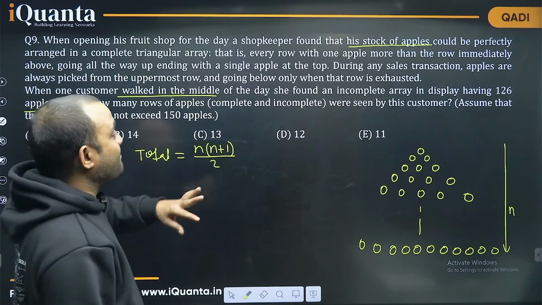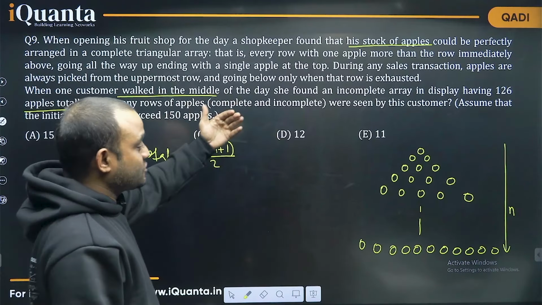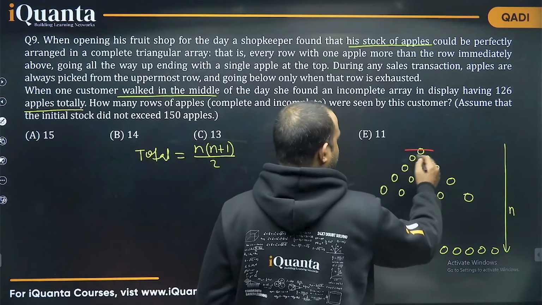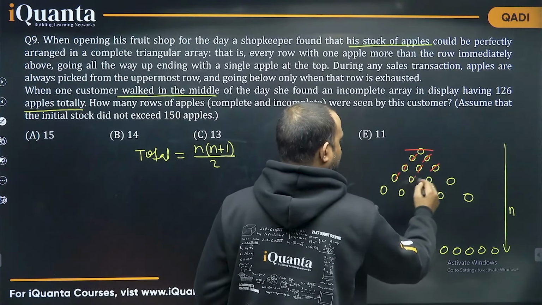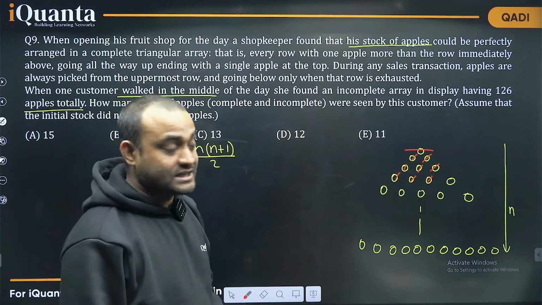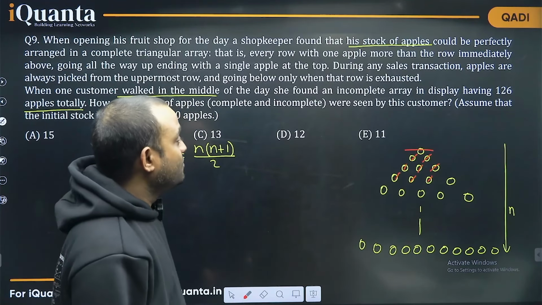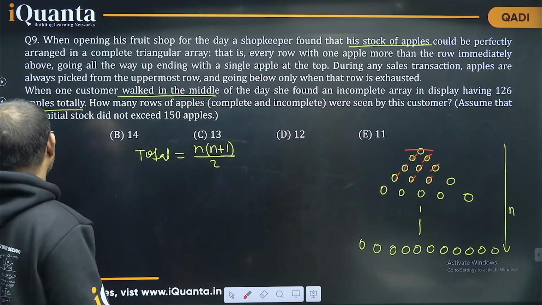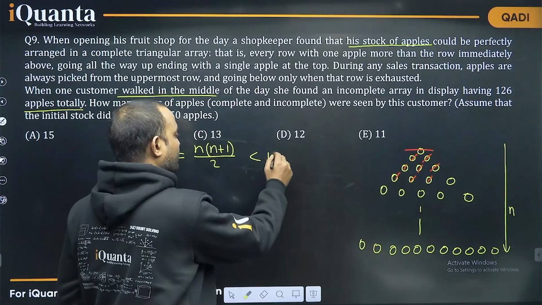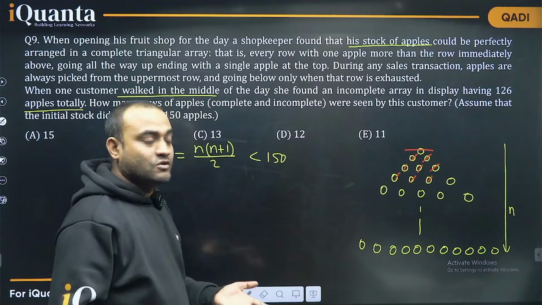Now some of the apples were sold and this customer saw the remaining. The apples are sold like this, and then the left ones is equal to 126. Then how many rows were seen by this customer? Now n into n plus 1 by 2 should be less than 150, correct? What should be the value of n?